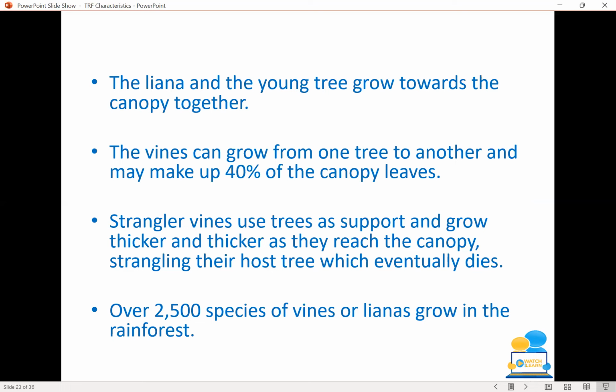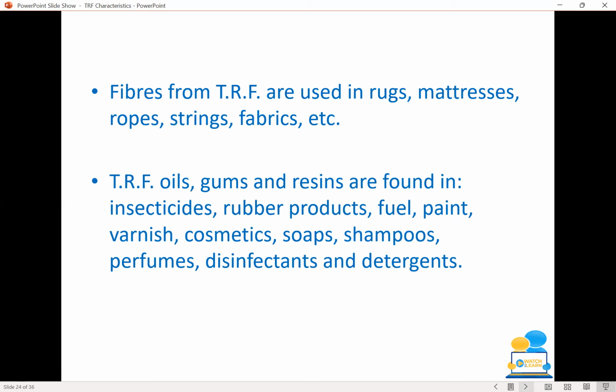Over 2,500 species of vines or lianas grow in rainforests. So they're a very, very common type of parasitic plant, and they are very successful in terms of what they do, as can be seen by the number of them that are found in the rainforest.